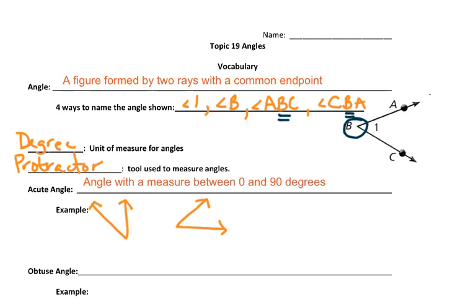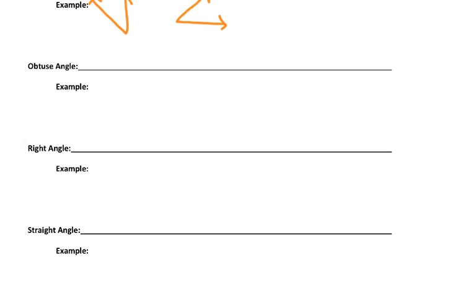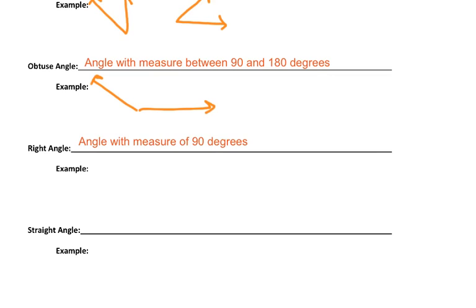Alright, the next one is obtuse angle. And an obtuse angle is an angle with a measure between 90 degrees and 180 degrees. So an example would look like this. So 90 degrees you should know is a right angle. That's the next one. And a right angle is an angle with a measure of 90 degrees.